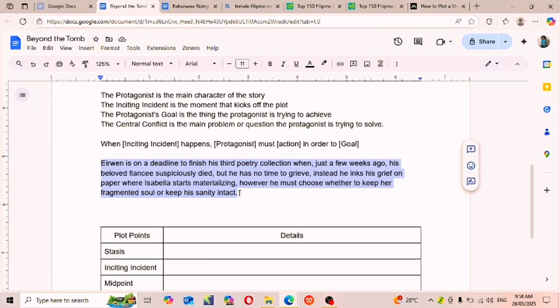Here is the log line. I don't like how long the sentence is, and this is the formula that Wattpad suggested. I don't want to follow this exact sentence structure. I still want to keep this line because this is his external goal. Sorry, that's my dog coughing.